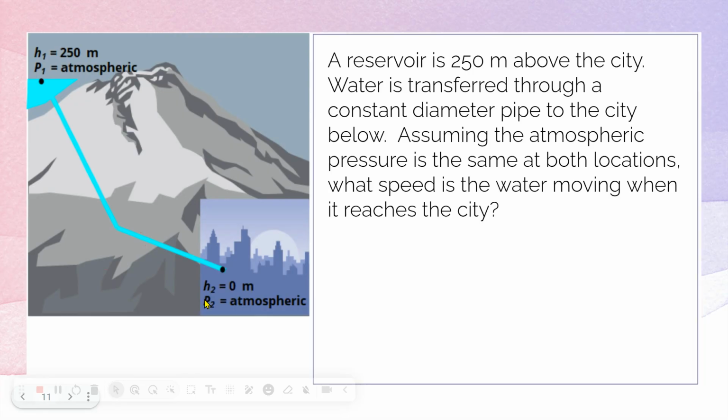Okay, so a reservoir is 250 meters above the city. Water is transferred through a constant diameter pipe to the city below.